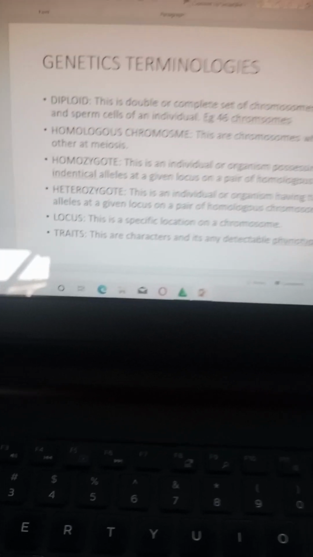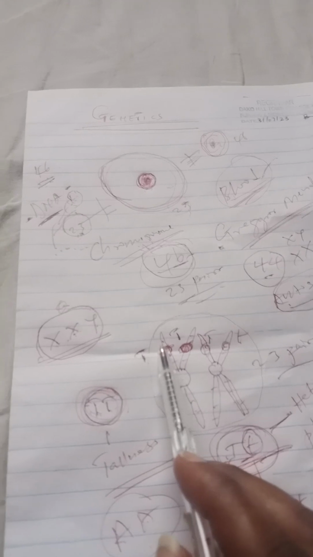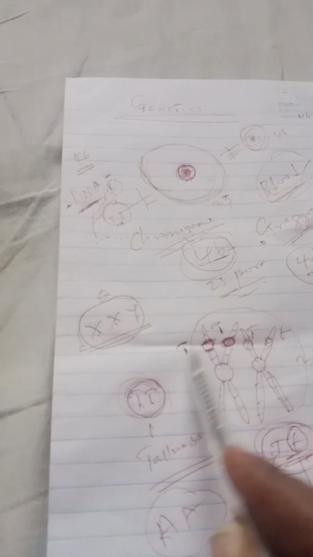Now, what is locus? Locus is a specific location on the chromosome. For example, you look at it, this is the locus, a specific position. Where do you find this trait? Here. This T is here, this T is here, this T is here. So any specific location on the chromosome is called a locus.